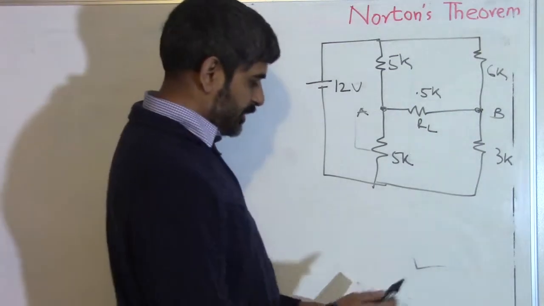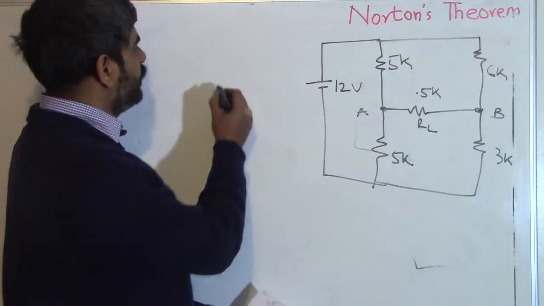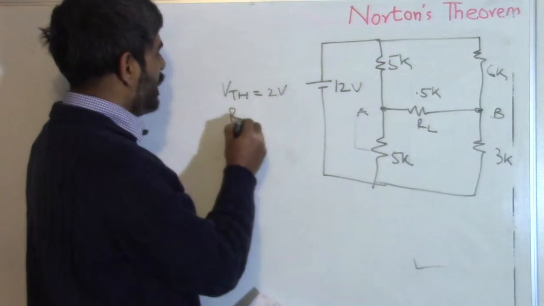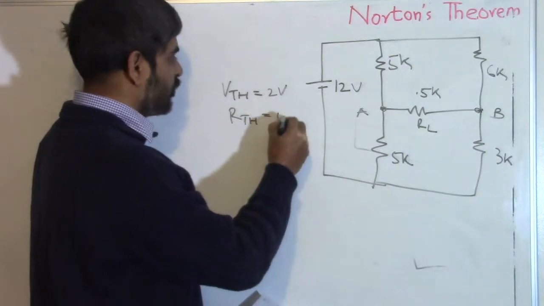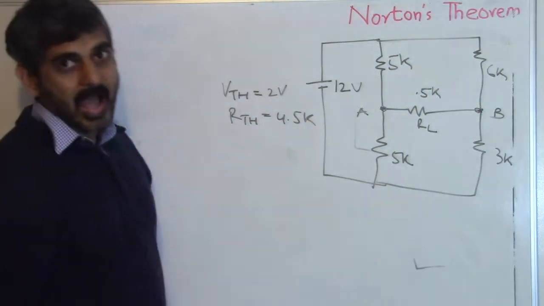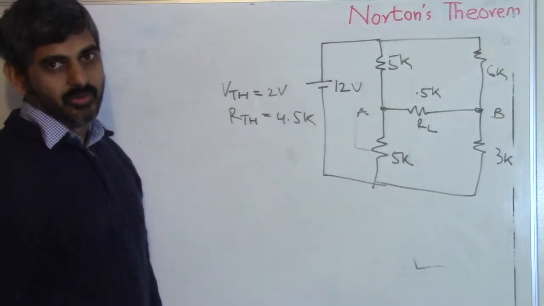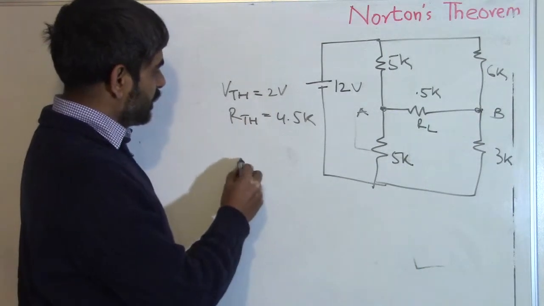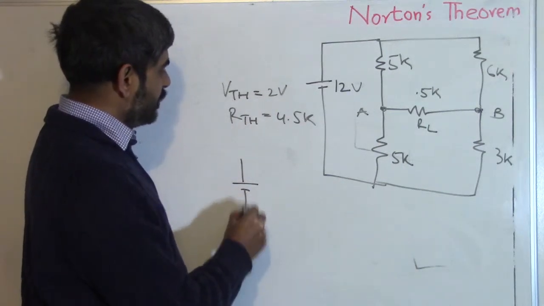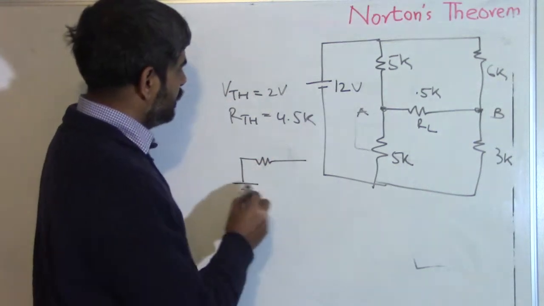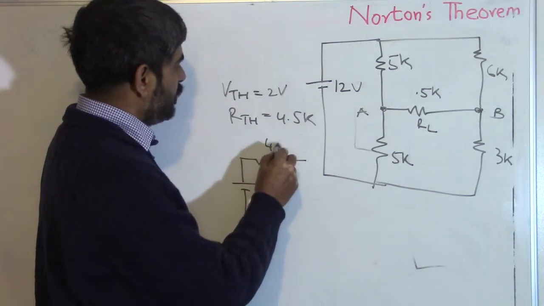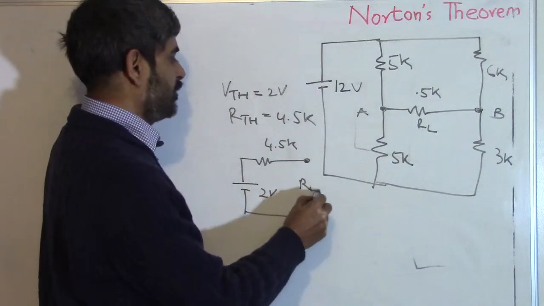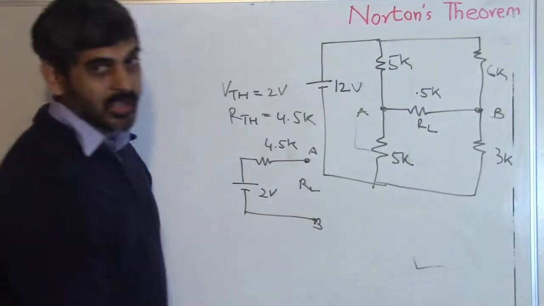I have this earlier answer. VTH, Thevenin's voltage, is 2 volt and RTH is equal to 4.5K. I will do the conversion thing and you need to do through the actual process. That means this whole circuit could be replaced by, I solved it in the Thevenin's lecture, 2 volt, 4.5K, and this is RL, connected between the points A and B.